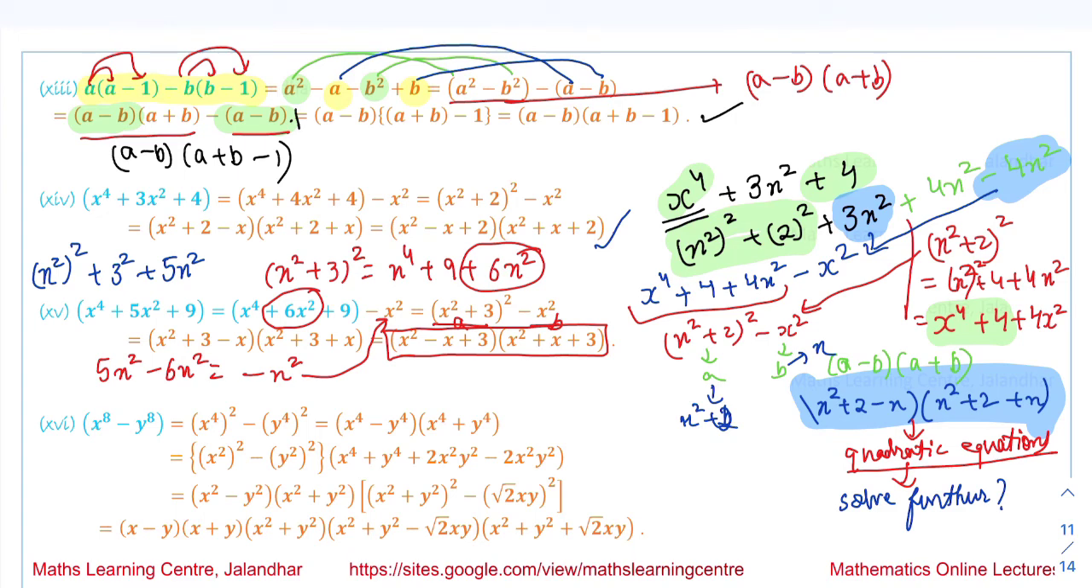Similarly, in the next question, it is x raised to the power 8 minus y raised to the power 8. So x raised to the power 8, you can write it like (x raised to the power 4) whole square and (y raised to the power 4) whole square. So this x raised to the power 4 will act like a and y raised to the power 4 will act like b. So we are using the formula a minus b into a plus b.